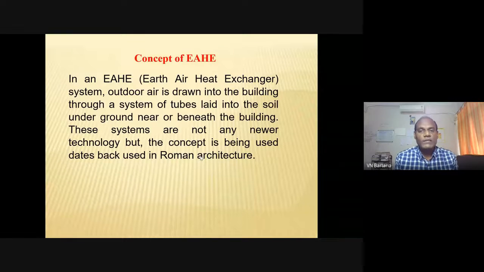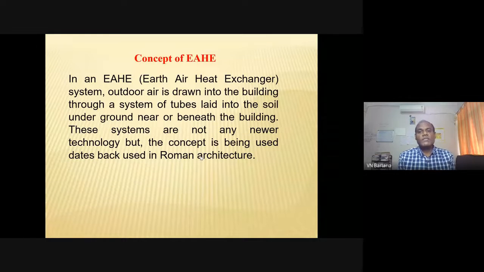It has been used by old architecture, and in the system, outdoor air is used. Outdoor air can be further cooled or heated before entering the building spaces. So in an EAHE, Earth Air Heat Exchanger system, outdoor air is drawn into the building through a system of tubes laid into the soil underground near or beneath the building. So in the system, tubes are laid under the ground in the soil so that the thermal effect from the soil can be obtained in the air.